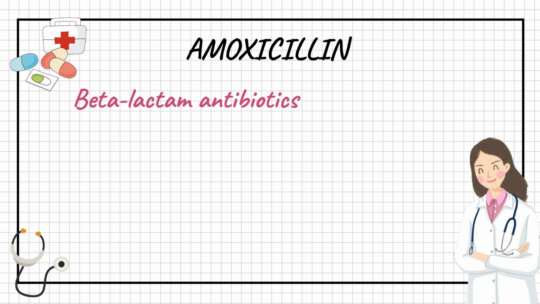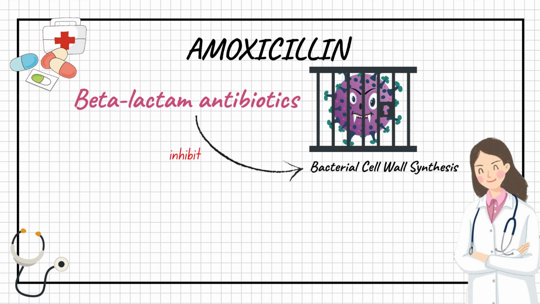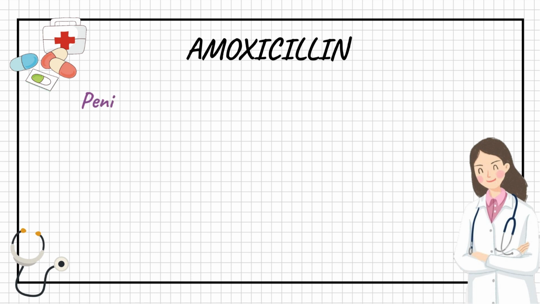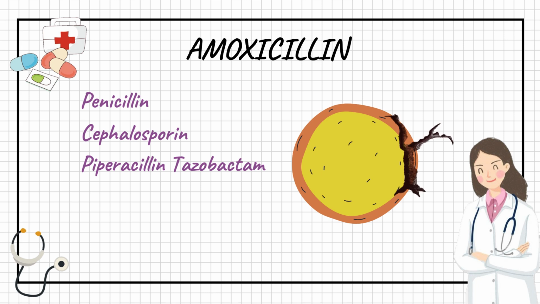To understand, imagine beta-lactam antibiotics as a prison. Once the bacteria are trapped, their cell wall synthesis is disrupted. The weakened wall breaks down, body fluids rush inside, and eventually the bacterium fills with water and bursts. These include penicillins, cephalosporins, and extended-spectrum drugs like piperacillin-tazobactam. All of them work on the same principle. They break the bacterial cell wall. And once the cell wall is gone, the bacteria can't survive.